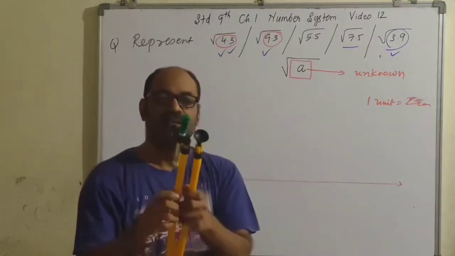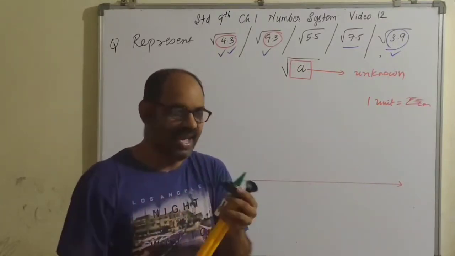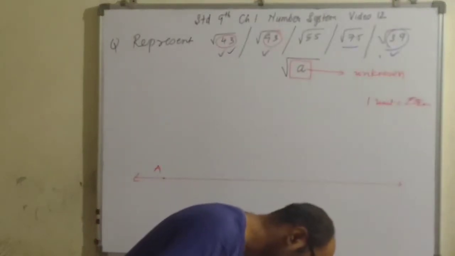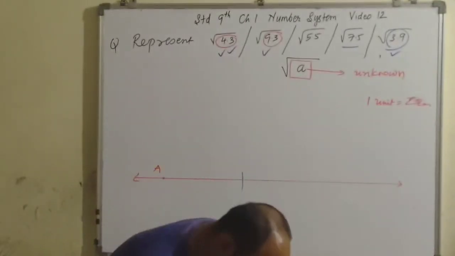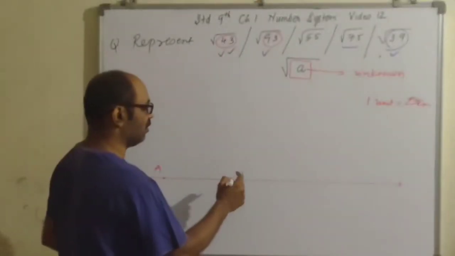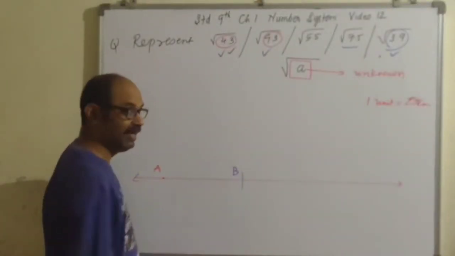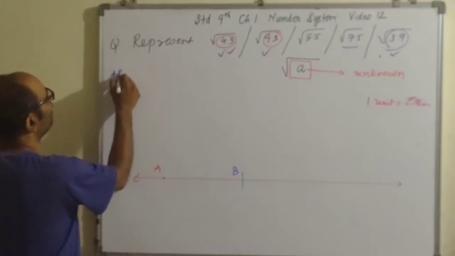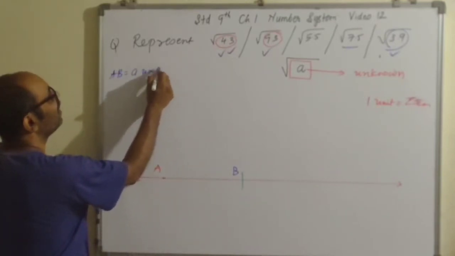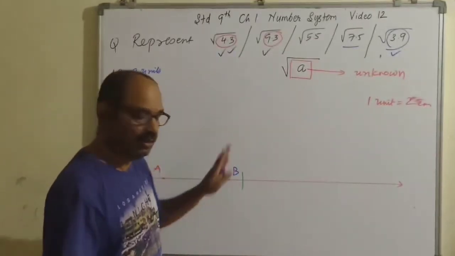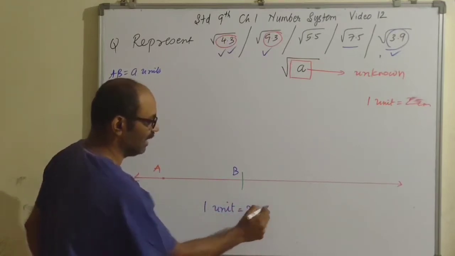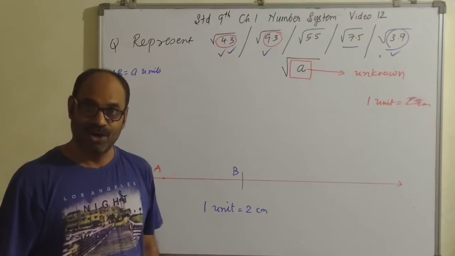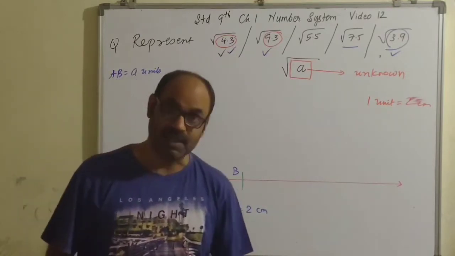With the help of a ruler, I am taking 6 centimeter. This is 6 centimeter. This point I call B. Can anyone tell me what AB is equal to? A units. Below I write: 1 unit is equal to 2 centimeter. Is that clear to you?